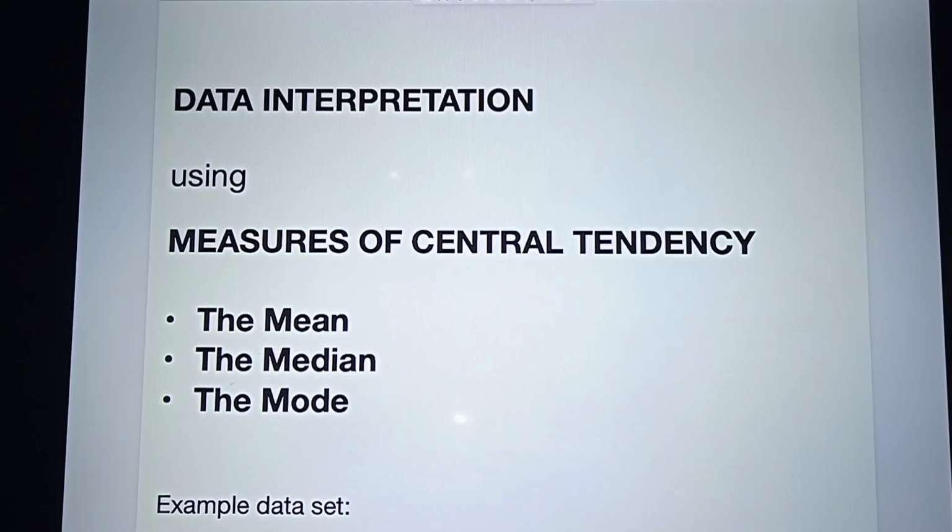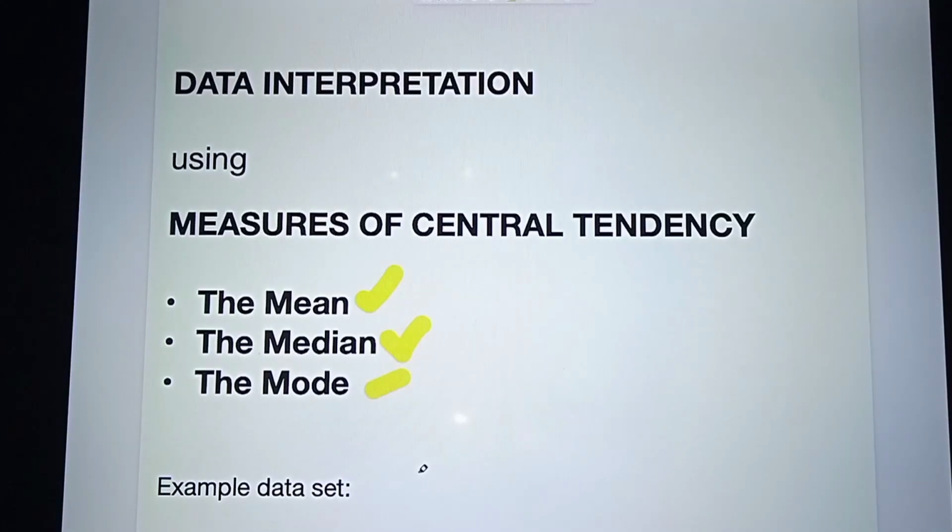In the previous lecture, we discussed the three main measures: the mean, the median, and the mode. And we said that these measures help us identify a single representative value from a data set. A single representative value means a value around which most of the data revolves.